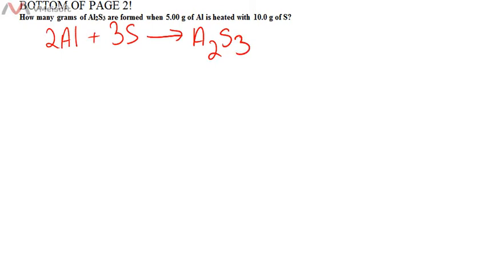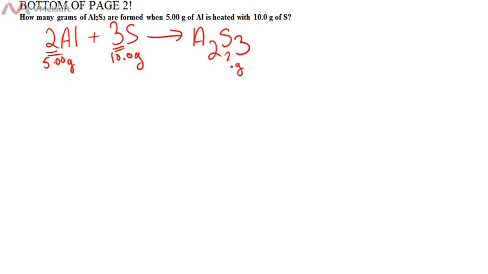So here's the balanced equation that I got. Now it's saying, how many grams of aluminum sulfide are formed when 5 grams of aluminum, not react necessarily, is heated with 10 grams of sulfur. So the first thing is, does all of it react? We don't know. How come? Because we don't know if there is a 2 to 3 mole ratio of aluminum to sulfur, so we need to determine which one limits how much product we can make. So we need to first identify the limiting reagent.